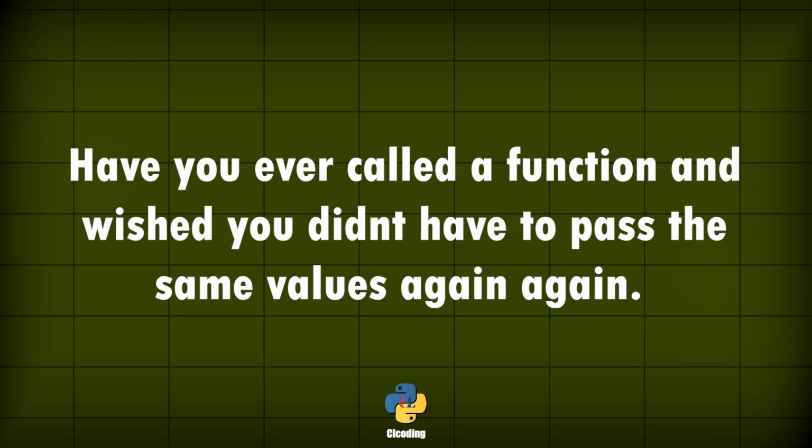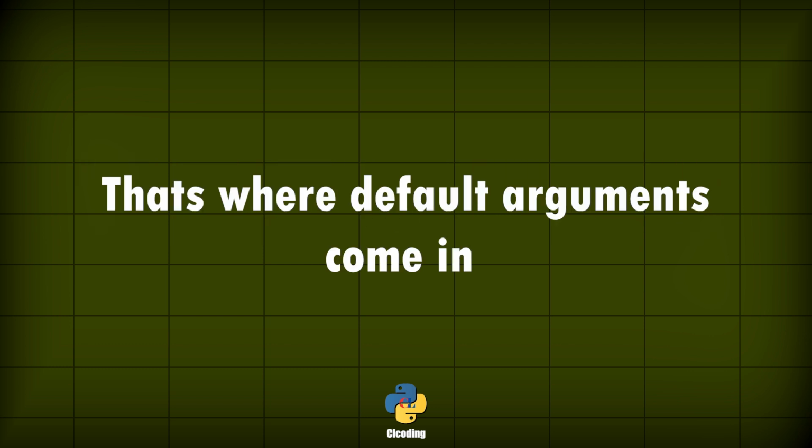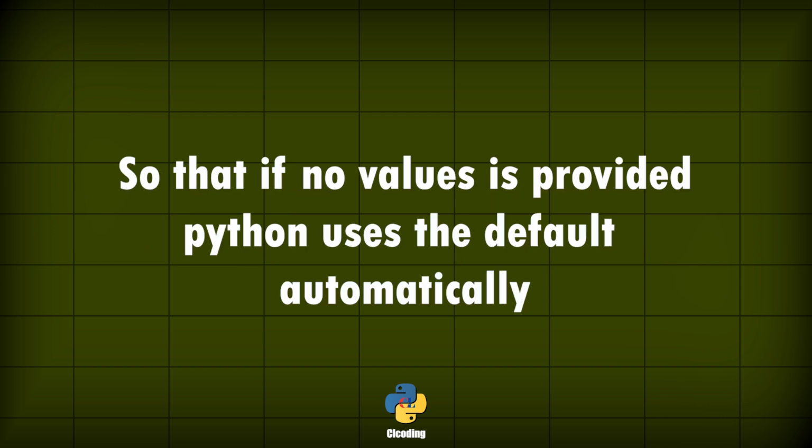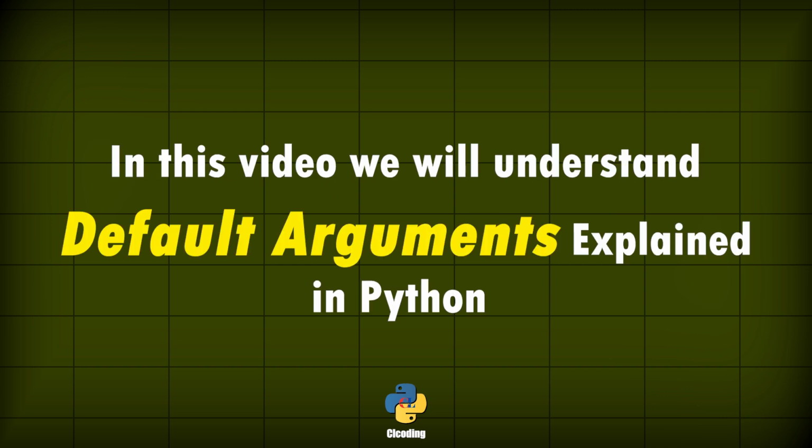So, have you ever called a function and wished you didn't have to pass the same values again and again? That's where default arguments come in. In Python, you can assign default values to function parameters so that if no value is provided, Python uses the default automatically. In this video, we'll understand default arguments with simple and practical examples.